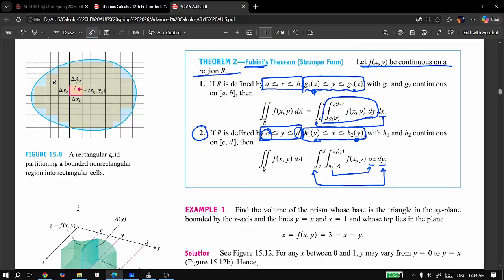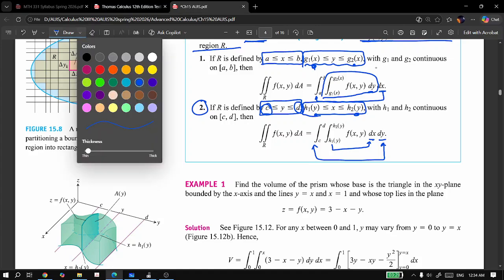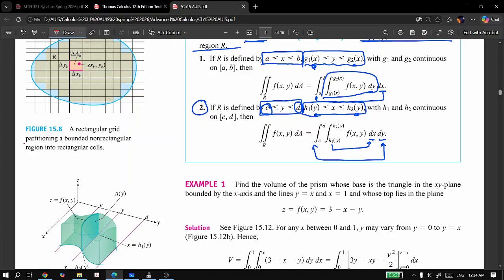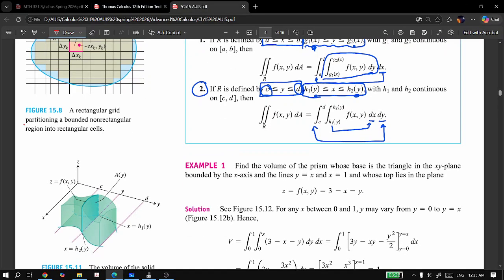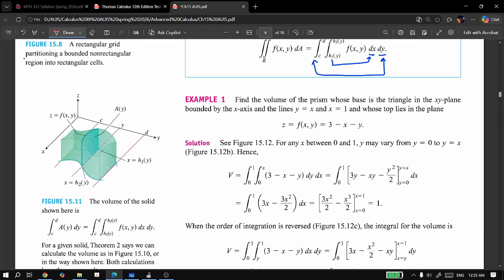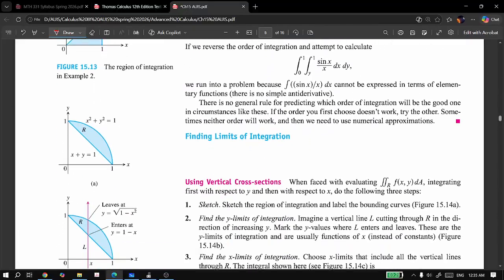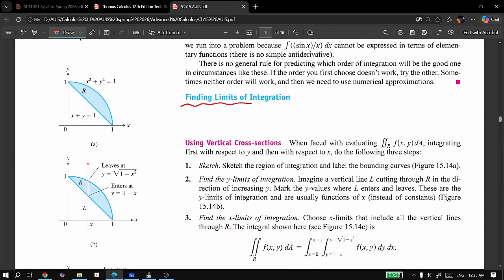Okay, how do we find these limits of integration? Because not every time are these functions given to us. Of course, the regions are given to us, but sometimes you have to change the order of integration for evaluating the integrals that we have. We will go through some steps to find the limits of integration, both for dx and for dy. Before going through the example, because it's not explained yet, I'm going through finding the limits of integration.